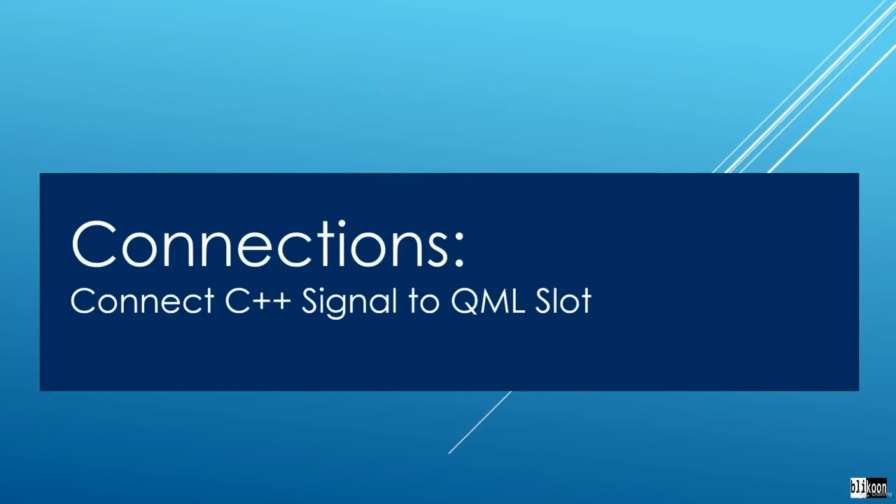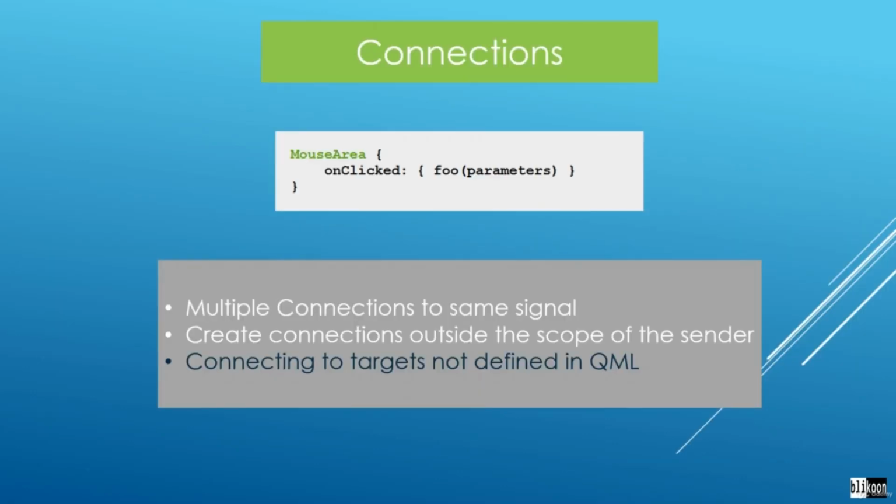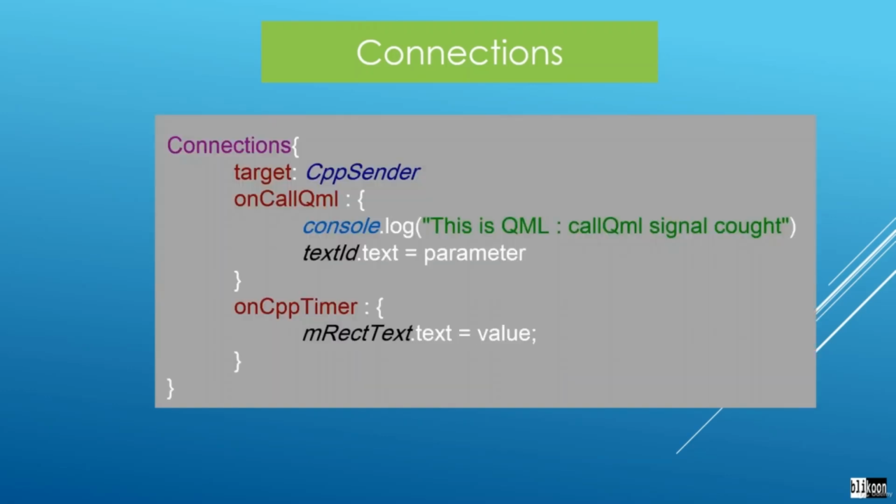In this lecture, we're going to use the Connections QML component to capture a C++ signal and connect it to a QML slot. There are many uses for the Connections QML component, and one of them is connecting to targets not defined in QML, and that's the case we are interested in this lecture. What we want to do is to define a C++ class, and the class is going to emit some signals. One of the signals is going to be called callQML, and the other is going to be called cppTimer. We want to connect to those signals.